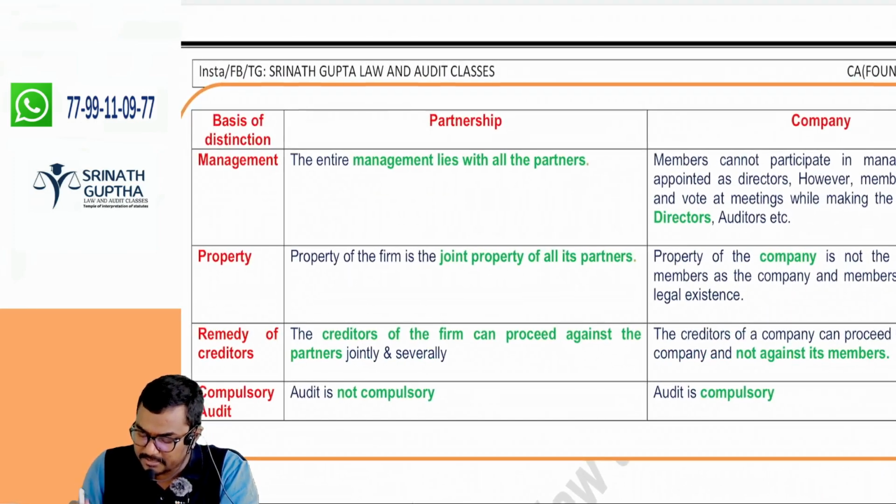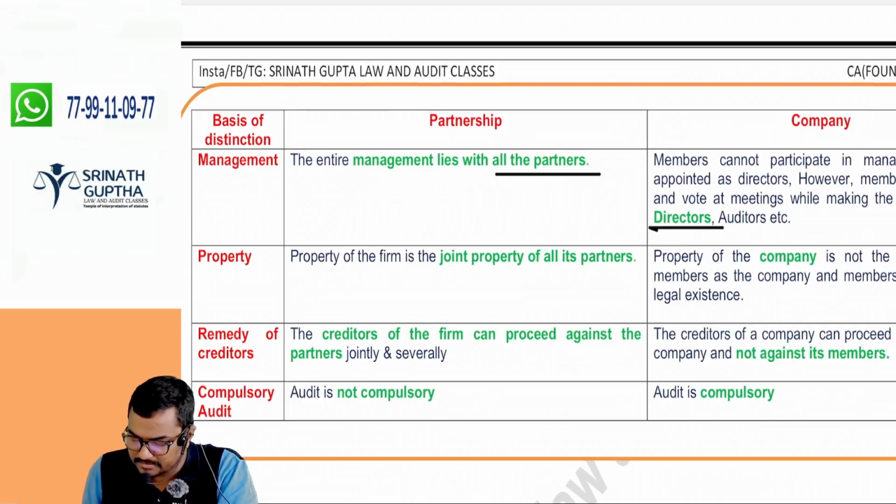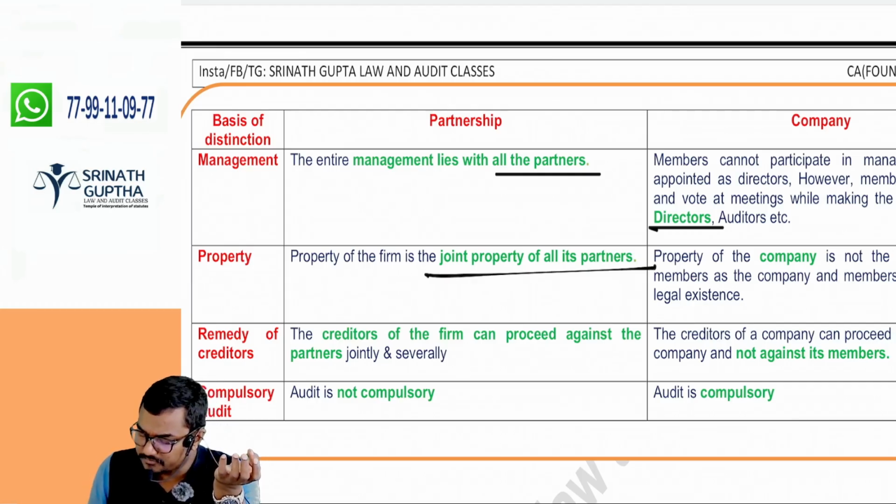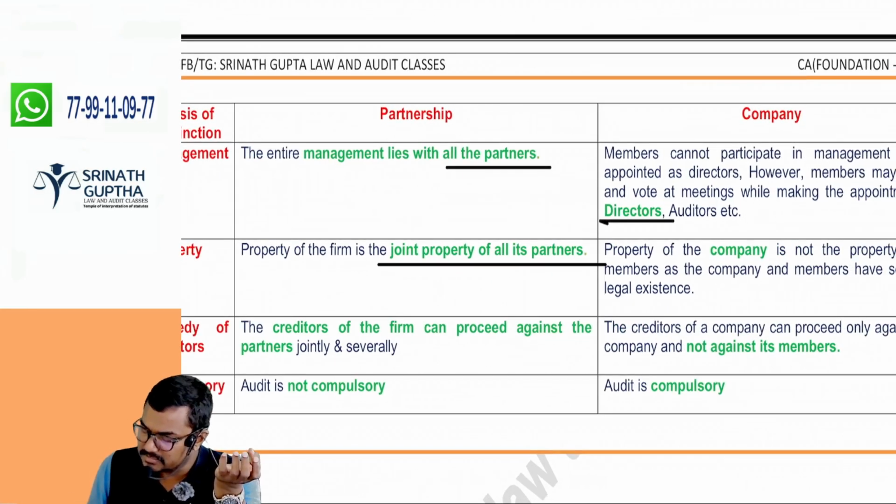Next, partnership is controlled by all the partners. Company is controlled by the board of directors. Property of the firm is registered in the joint names of all partners because the firm is not a person. To register property you must be a person. In case of company, the property is registered in the company's name itself because the company is a person.